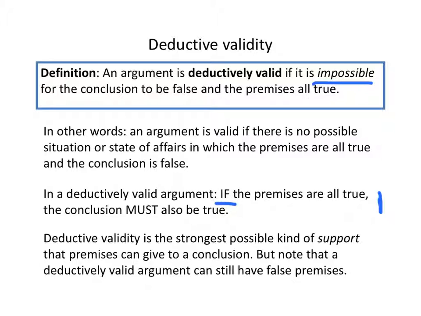Deductive validity is a type of support. It's the strongest possible kind of support that premises can give to a conclusion. But it's important to remember that support is not the only criterion for a good argument, for a successful or cogent argument. The other criterion is that the premises have to actually all be true. And calling an argument deductively valid doesn't mean the premises are all true. It just means if they were all true, the conclusion would also have to be true.